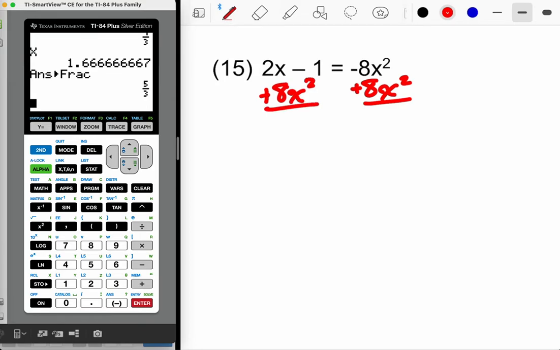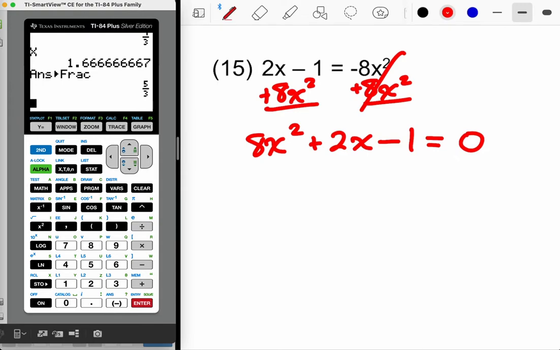So the only way we could do that is by adding the 8x squared to both sides. All right? So that gives me 8x squared plus 2x minus 1 is equal to 0, because it cancels on the left, on the right, and it's now introduced on the left. But we have to have it in descending order. I saw a lot of people struggling with that. All right? So the highest power comes first, then the next highest power, then the power after that.